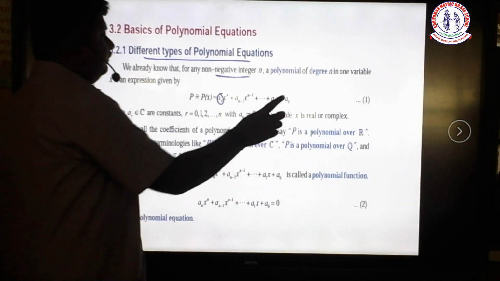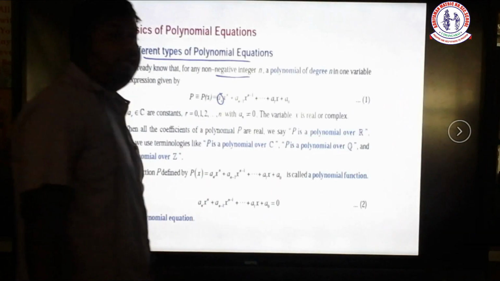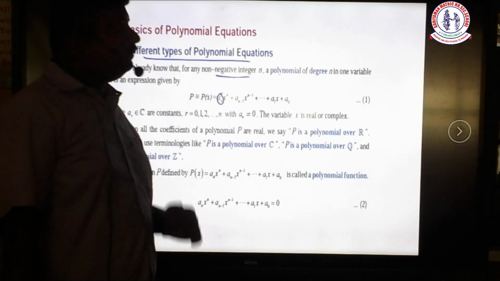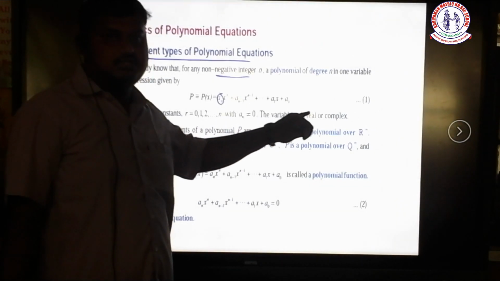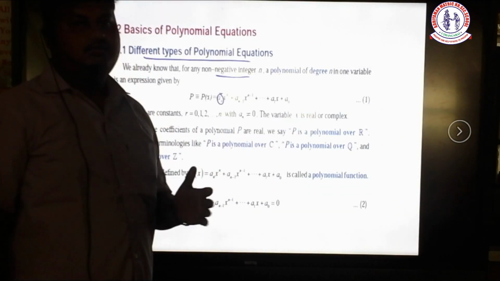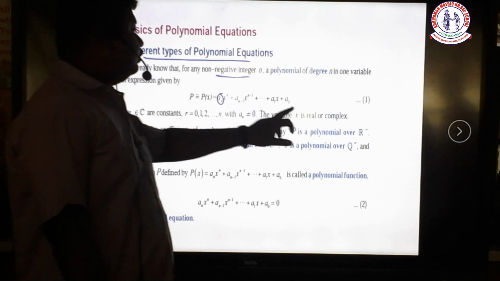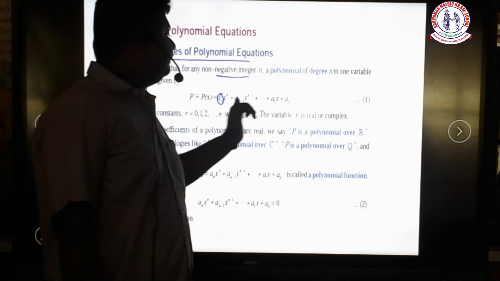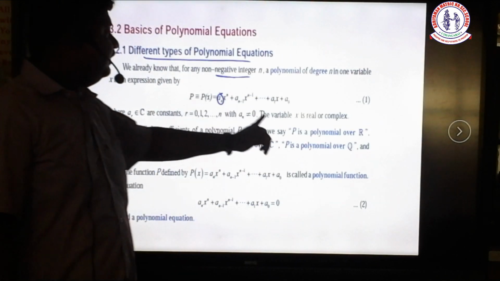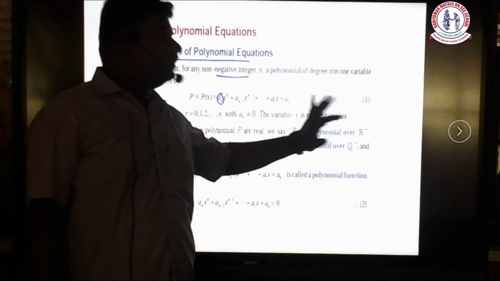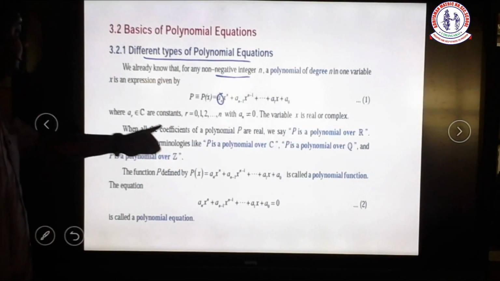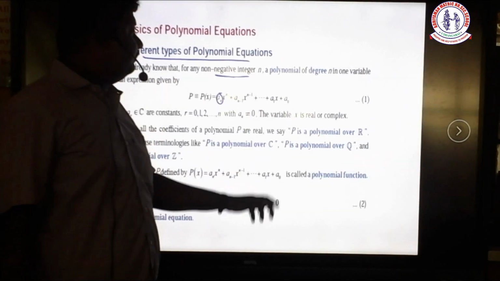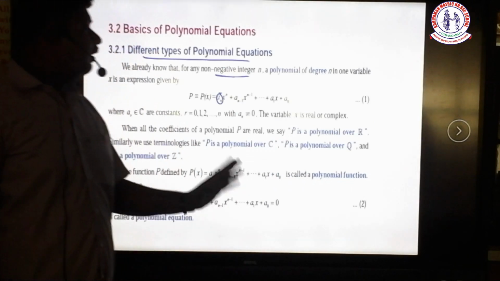Here, an important note is that the variable x is real or complex. In lower classes we studied polynomial equations only over real numbers. After learning complex numbers, the number may be a real or complex number; any number we can apply. That's why we write that the variable x should be a real or complex number. Next, when all the coefficients of the polynomial are real numbers, it is called a polynomial over R.